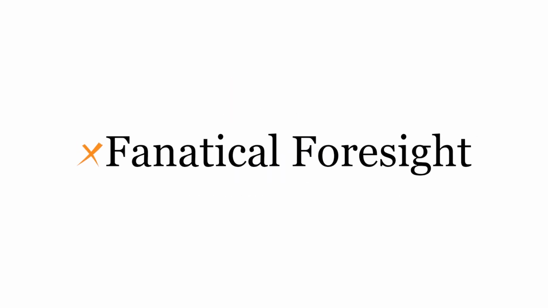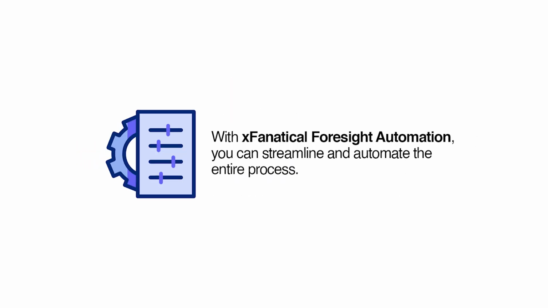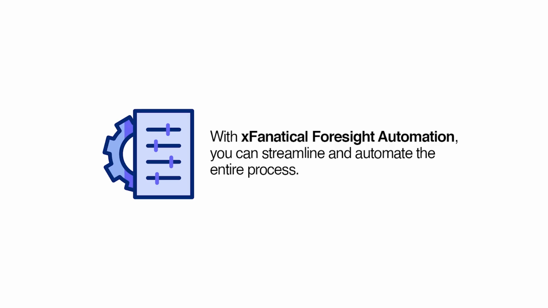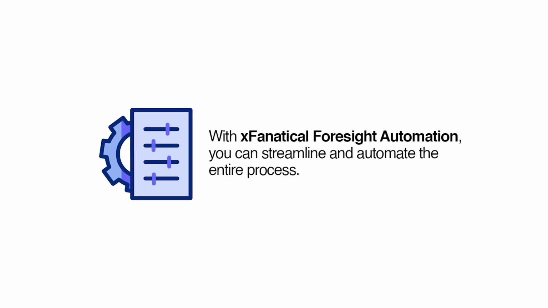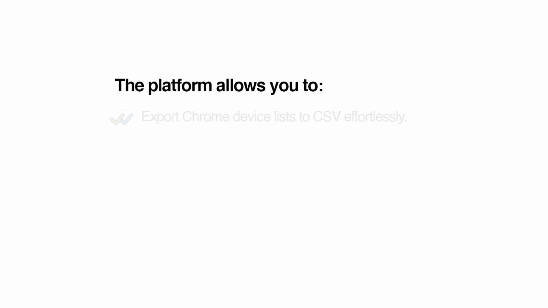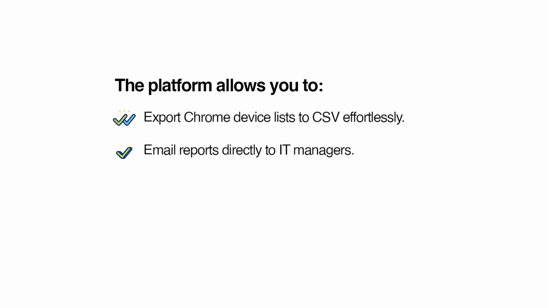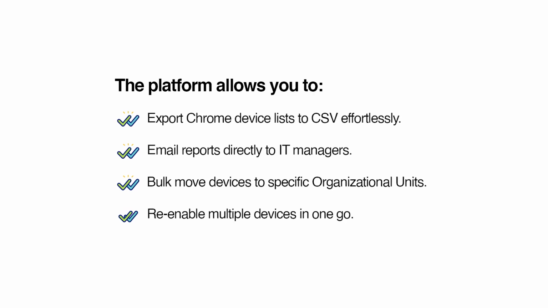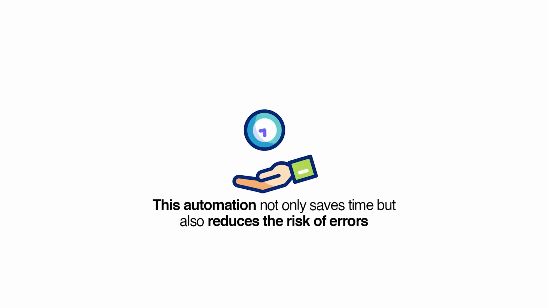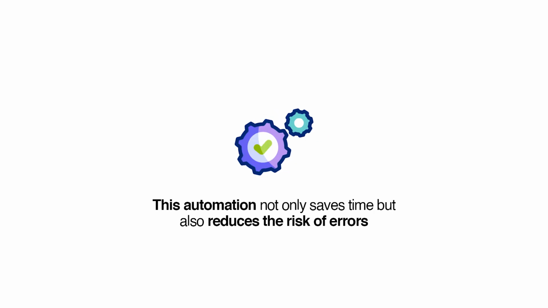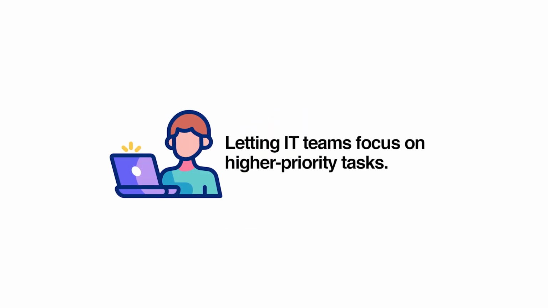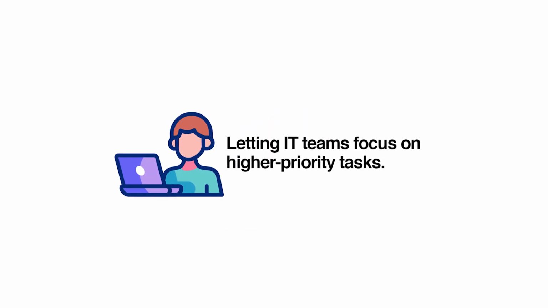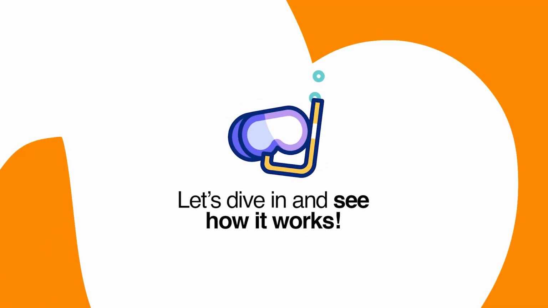That's where xFanatical Foresight comes in. With xFanatical Foresight automation, you can streamline and automate the entire process. The platform allows you to export Chrome device lists to CSV effortlessly, email reports directly to IT managers, bulk move devices to specific organizational units, re-enable multiple devices in one go. This automation not only saves time but also reduces the risk of errors, letting IT teams focus on higher priority tasks. Let's dive in and see how it works.